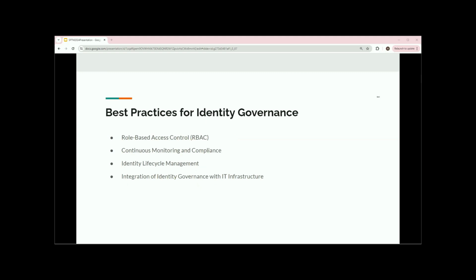Let's talk about the best practices for your identity governance, right? On this slide, we're going to talk about what the best practices currently available out in the market are, and which organizations can adopt and try to implement. Most importantly, there is RBAC, which we call role-based access control. Abbreviated as RBAC, it is a widely used method for managing access to resources within an organization.